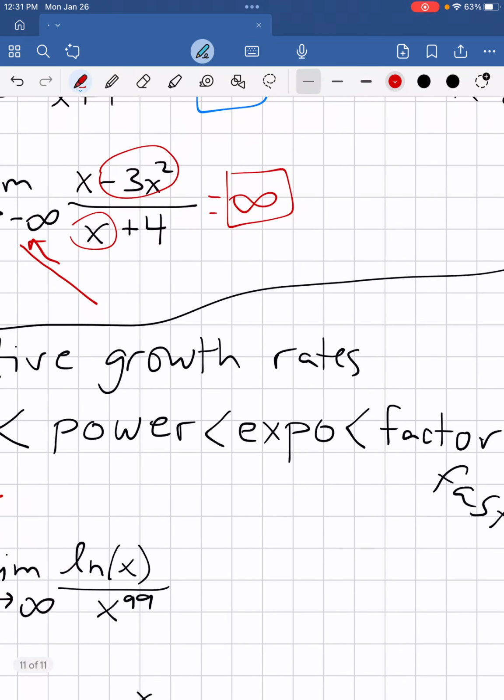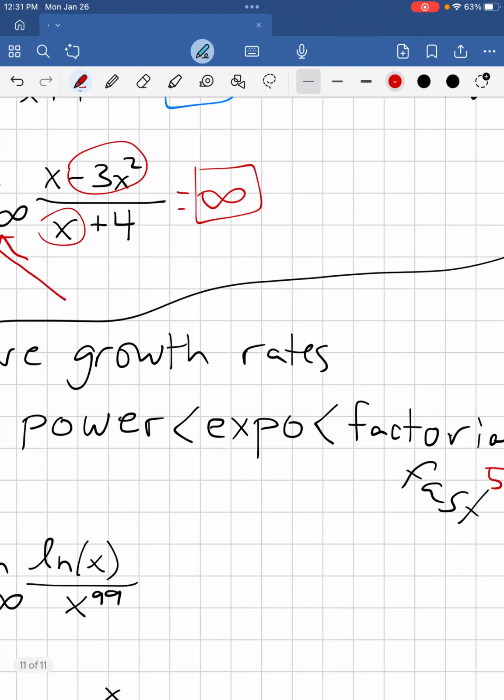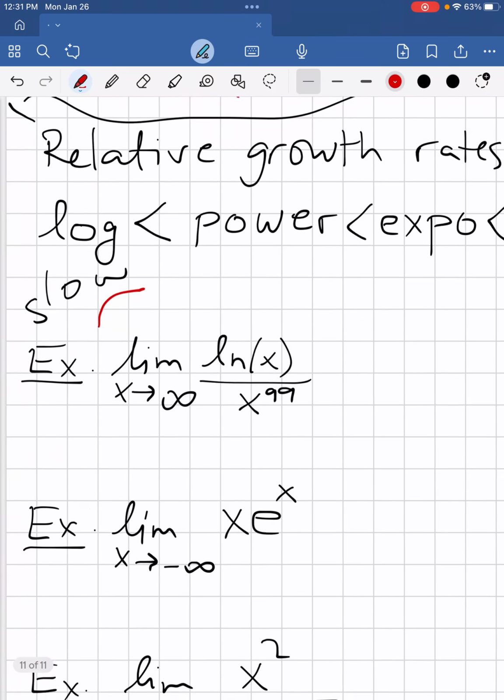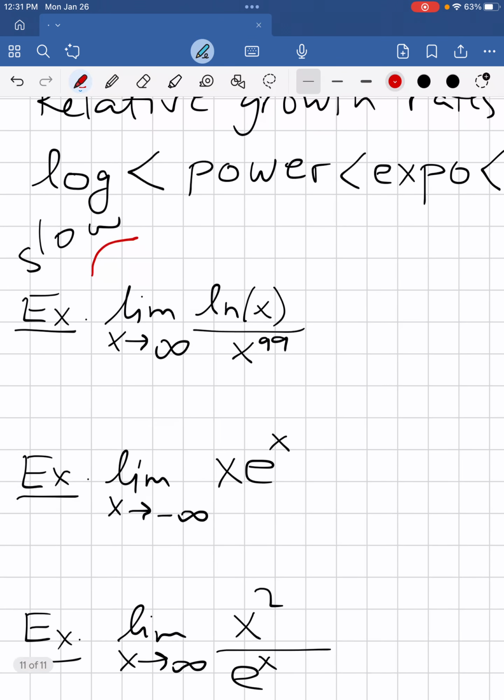So let's look at some examples. First one, we want the limit as x approaches infinity of natural log of x over x to the 99. So natural log of x is a logarithm. X to the 99 is a power function. Logarithms grow slower. Polynomials grow faster. Since the fast one is on the bottom, it's kind of like having a bigger degree on bottom, which would mean the limit as x approaches infinity is 0.